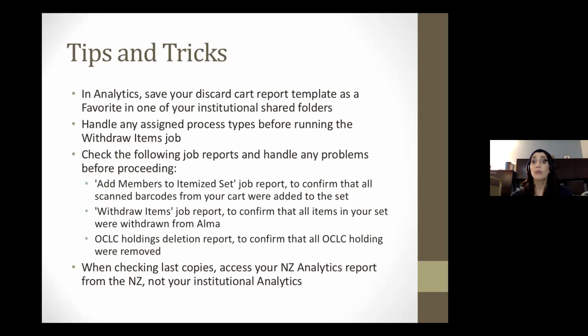Also, check the job reports that pop up at each stage in this process. This would be the report that happens after you add your barcoded items to the set job. That'll give you a report. And then there's also a report after the withdraw items job. And then there's a report after you batch delete holdings on OCLC. So at all of these points in the process, there are opportunities to double check for any errors. So just be sure to do that before moving on to the next step.